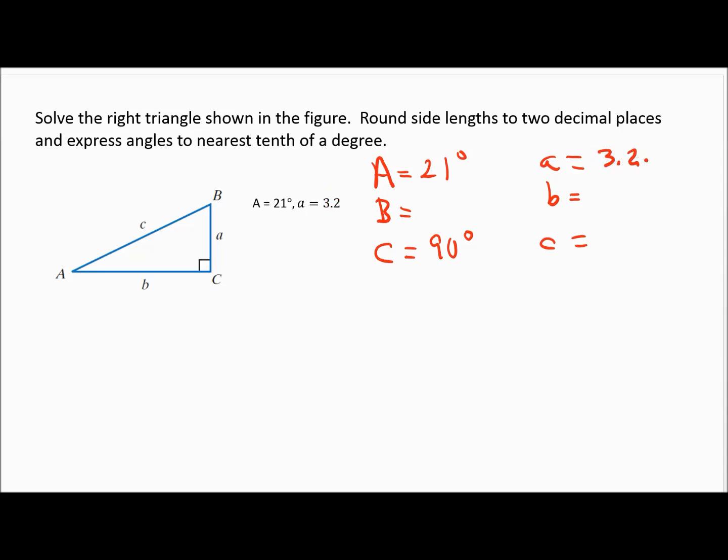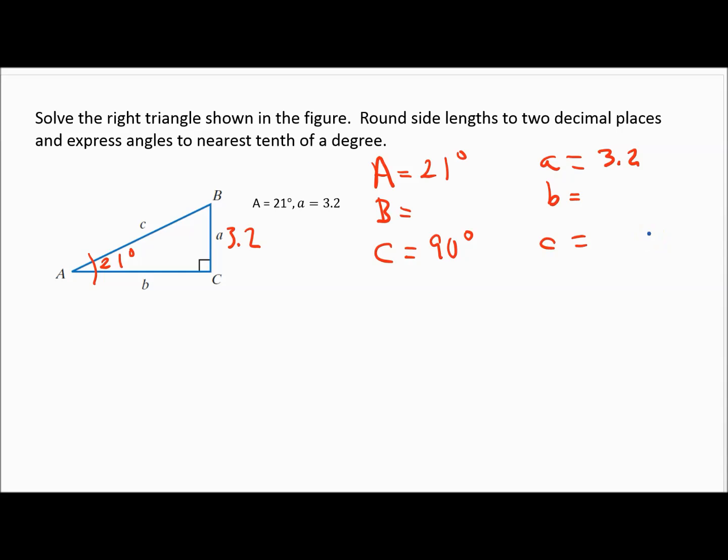So notice we do have 3 bits of information, and you're always going to have 3 bits of information to be able to solve any triangle. Okay, now I can put on my picture the 21 degrees. There's my 21 degrees, and then A over here is 3.2. So let's actually solve to find the remaining B, the side B, and side C.